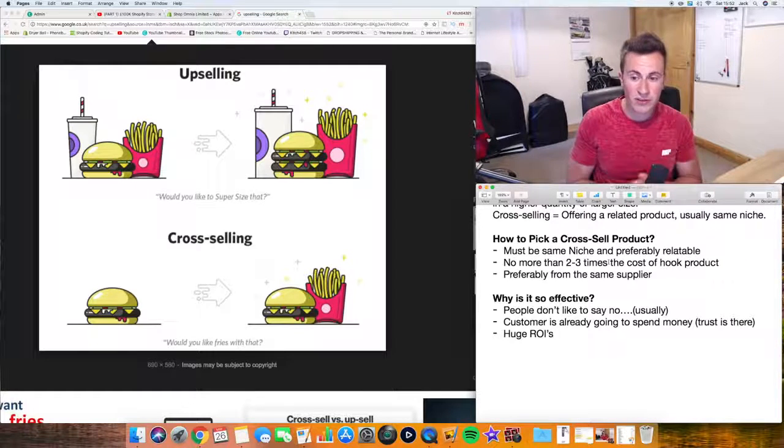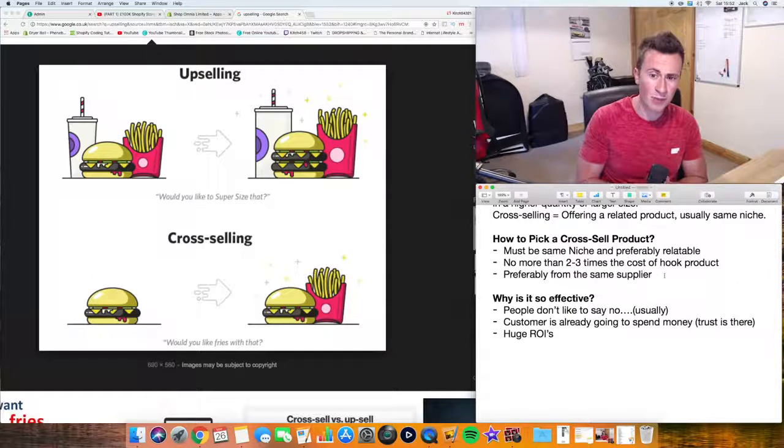Moving on, preferably from the same supplier. Now, there's 2 reasons I've put that. It's not an absolute must, however, for these 2 reasons, this is why I believe it should be.